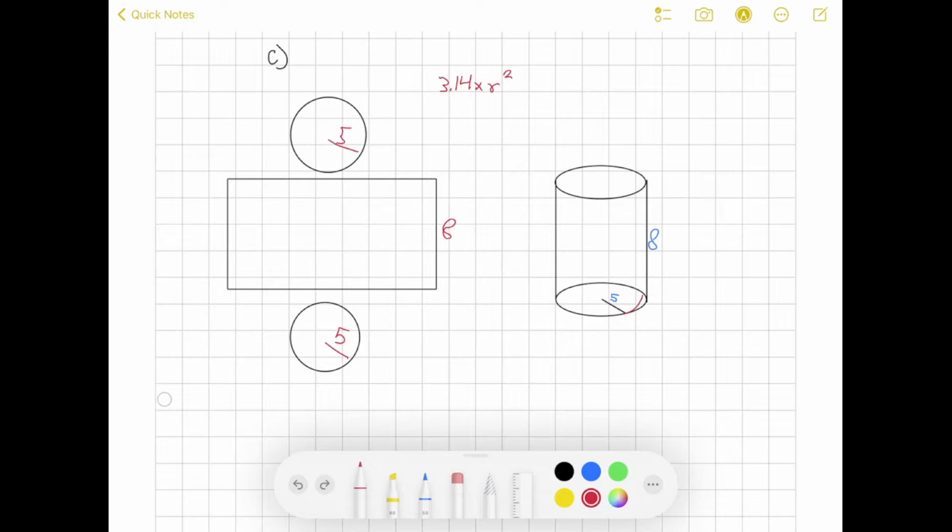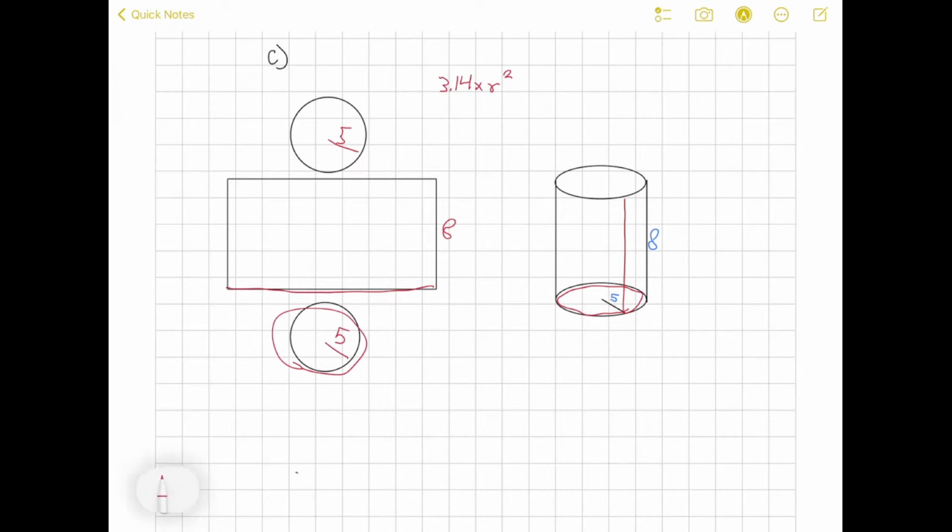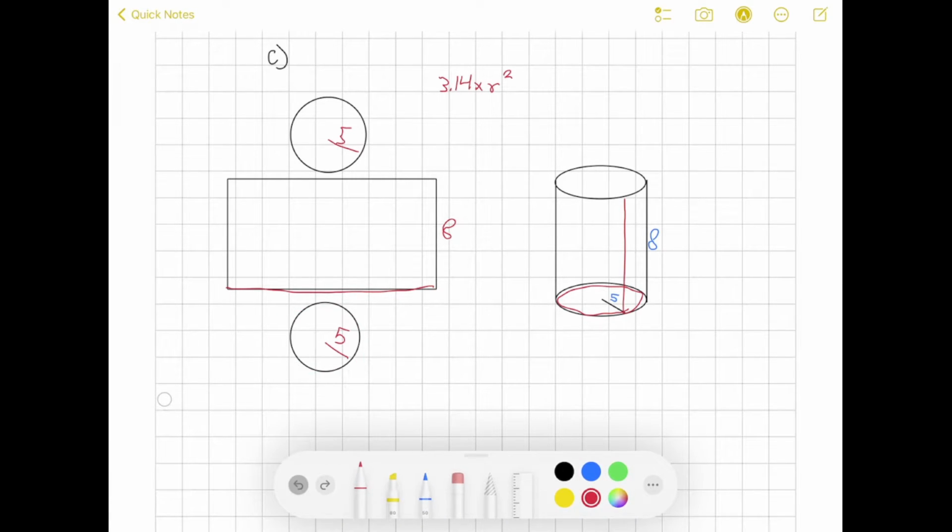So if you look over here, this perimeter is the same as this length, right? So if we find the perimeter of any of these circles, we will get the length of our rectangle. So let's do that. What is the formula for finding the perimeter of a circle? Look at the formula sheet. It's 2 times pi, or 3.14, times radius.